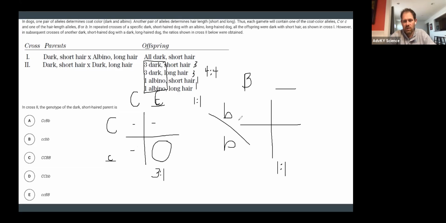So you should be able to, through process of elimination, figure out that it had to be heterozygous. So let's come over here and look at this one. We've already got this parent. So if I want to get a 1:1 ratio, this one, if I'm big B, everybody gets what?